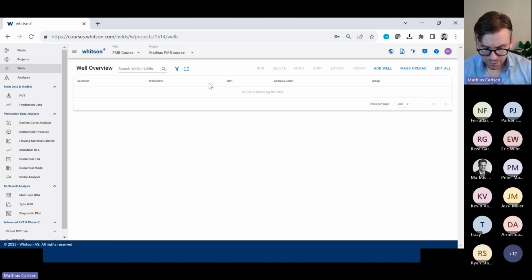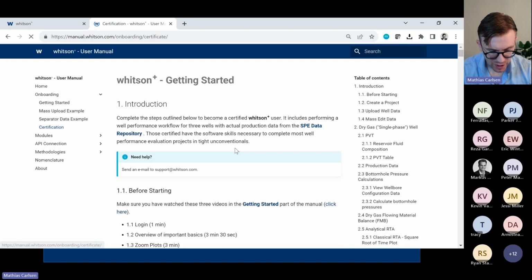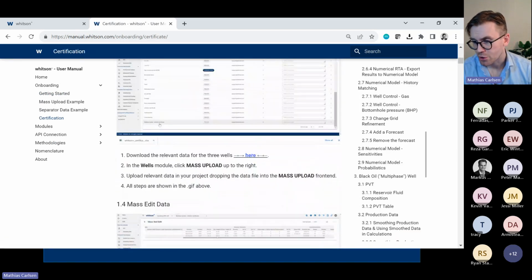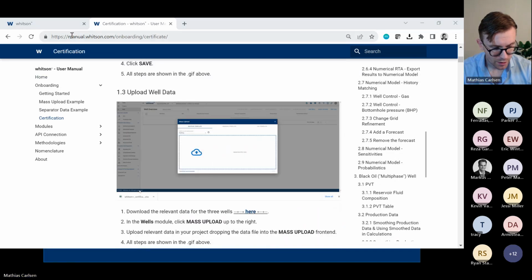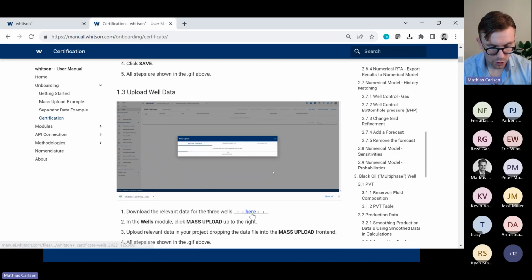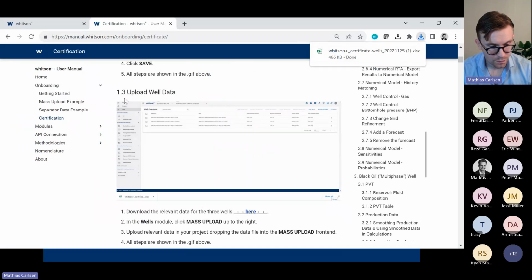Good for starters. While we are at it, I just would like everybody to add our wells real quick. So I'll send a link in the Teams chat. If you click that link in the Teams chat, you will download a set of wells. You can also do it in the certification, but I sent it in the Teams chat here. If you click that, that will download on your computer.